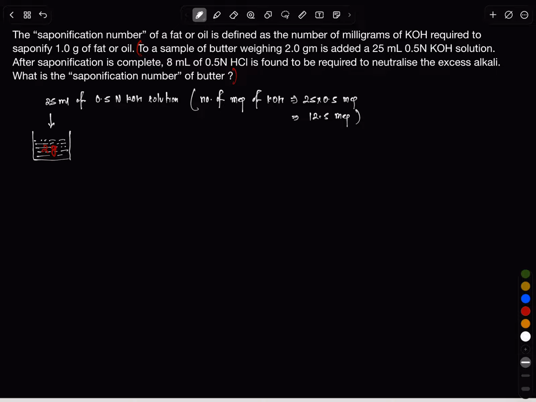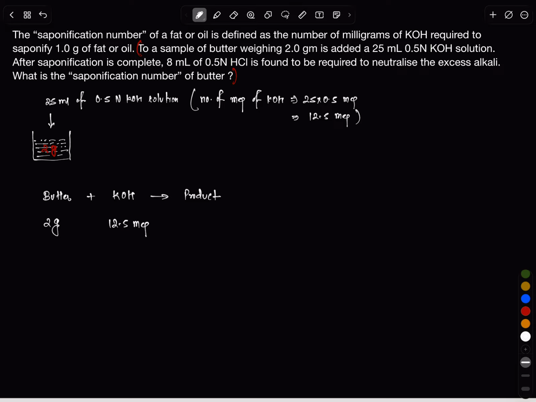So what's happening? You have butter, and that butter is reacting with KOH, and we are going to use the law of chemical equivalence. So we are not at all concerned about the stoichiometric coefficient of this particular reaction. Some product will form. We have already seen that product. This is basically nothing but the saponification reaction. So you have 2 gram butter and you have 12.5 milliequivalents of KOH. But as we see, after this reaction is complete, still some KOH is left.